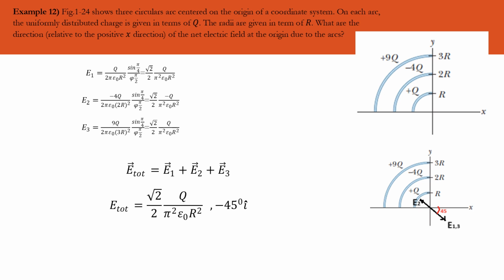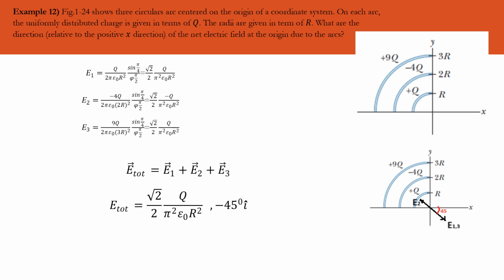Have a look at the second one. The second electric field is due to the second arc. The radius is 2r, total charge is minus 4q. However, the angle of the arc is common for all these three different arcs. This is going to be the last answer. However, for E3 the radius of the arc will be 3r and the charge 9q. Finally, we have this answer. These are the amounts of electric field due to each one of them. However, in order to find E net, everybody, you have to look at the superposition.